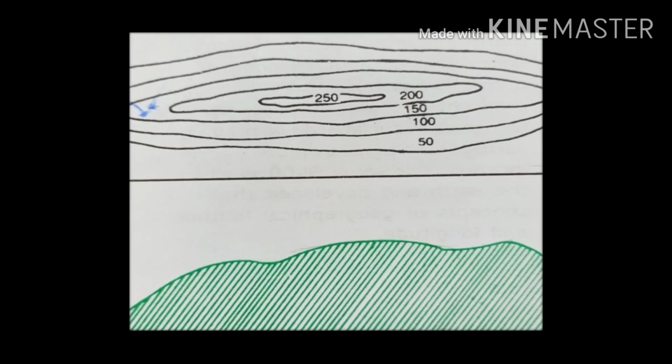This is the picture of a ridge. Students, you can see the peak is there and it is elongated. The contours are elongated. See, there are several peaks, 1, 2, 3. Though only one is shown in this, there are several peaks. So a ridge has a series of peaks also, and the contours are in elongated form.